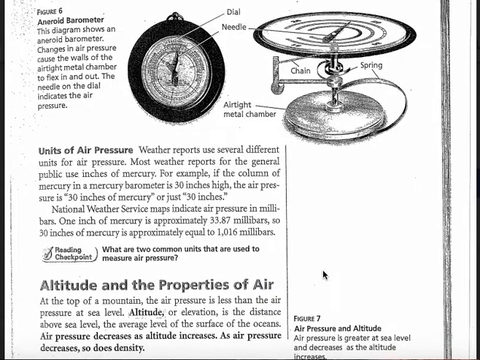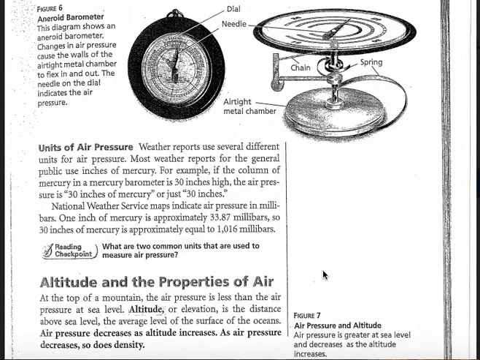Units of air pressure. Weather reports use several different units for air pressure. Most weather reports for the general public use inches of mercury. For example, if the column of mercury in a mercury barometer is 30 inches high, the air pressure is 30 inches of mercury, or just 30 inches. National Weather Service maps indicate air pressure in millibars. 1 inch of mercury is approximately 33.87 millibars, so 30 inches of mercury is approximately equal to 1,016 millibars.